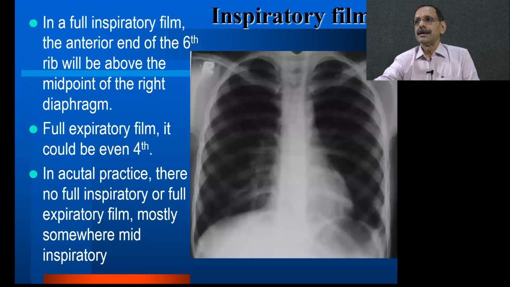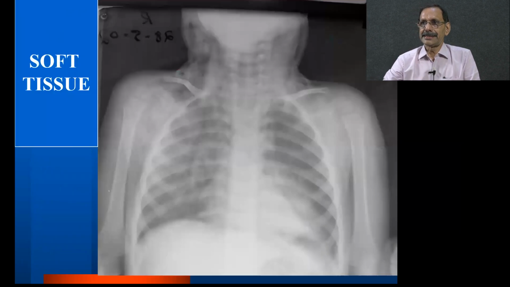An under-penetrated film means you will imagine many shadows, and an over-penetrated film means you will miss many soft tissue shadows. Now a full inspiratory film means you count the ribs, the anterior end. You see, this is the first rib, this is the second rib, like that. So 1, 2, 3, 4, 5, 6. The sixth rib is at the middle of the diaphragm. So it's a full inspiratory film. In a full expiratory film, it may be at the fifth or even the fourth. And in actual practice, children wouldn't be taking full inspiration as instructed. So it will be somewhere between full inspiratory and full expiratory.